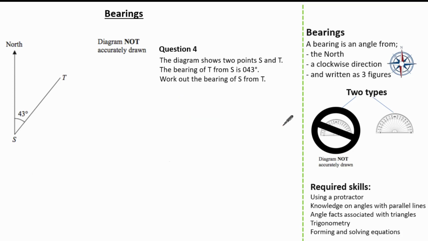Now let's have a look at a slightly harder question. Again, it states that the diagram is not drawn accurately, so we know we cannot use a protractor. The question states that the diagram shows 2 points, S and T, and the bearing of T from S is 043 degrees. We're asked to work out the bearing of S from T. See if you can give it a go and press pause if you need.